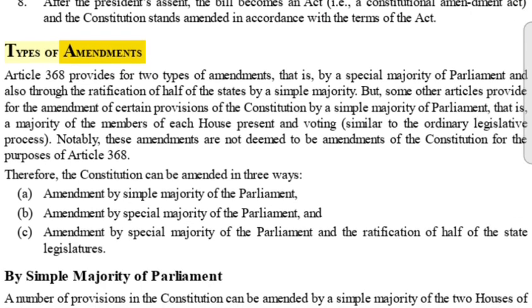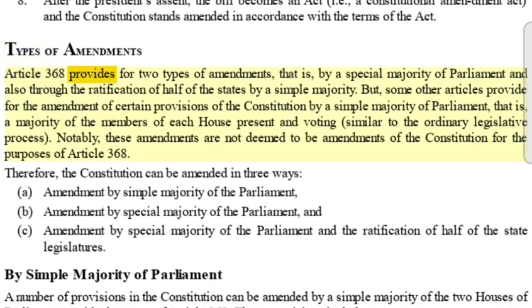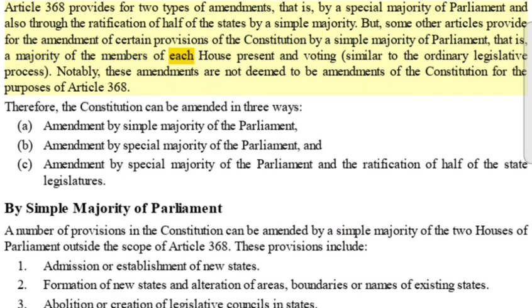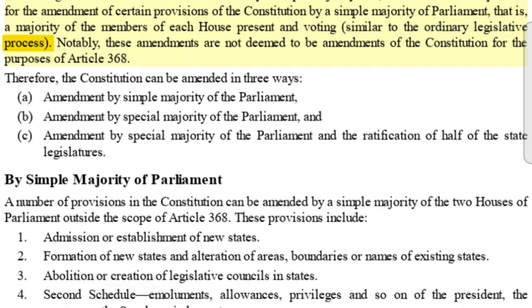Types of amendments. Article 368 provides for two types of amendments, that is, by a special majority of Parliament and also through the ratification of half of the states by a simple majority. But, some other articles provide for the amendment of certain provisions of the Constitution by a simple majority of Parliament, that is, a majority of the members of each House present and voting, similar to the ordinary legislative process. Notably, these amendments are not deemed to be amendments of the Constitution for the purposes of Article 368.